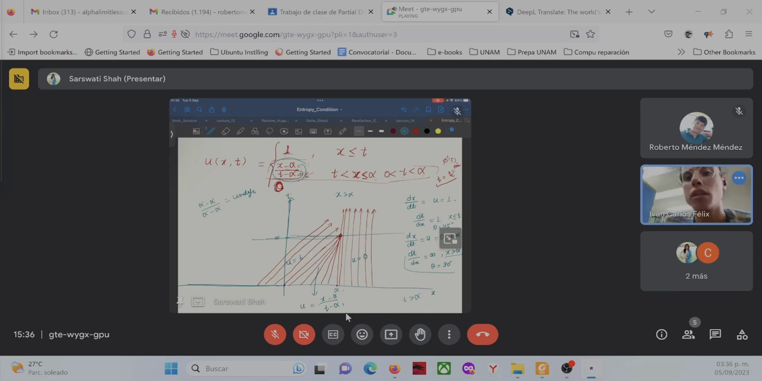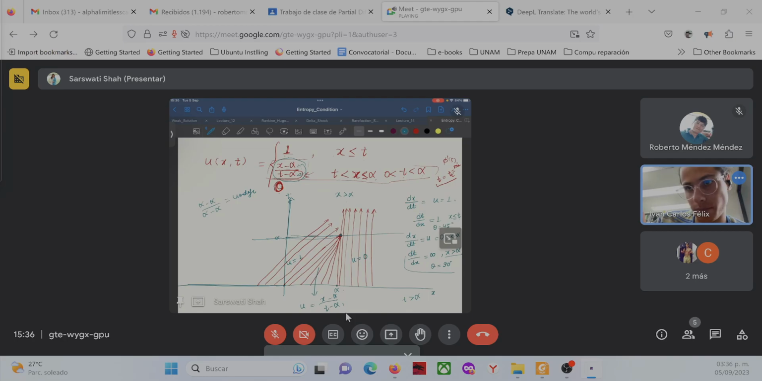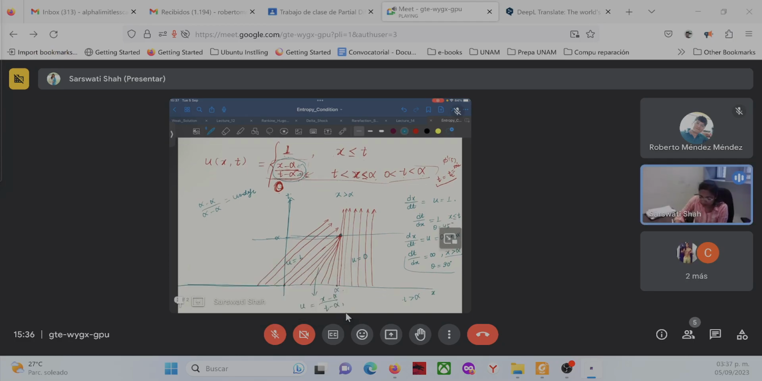I have a question. How can you say that t is between 0 and alpha, and then x is between t and alpha? Okay. So, was this line clear, that x is less than or equal to t? So, this is one.